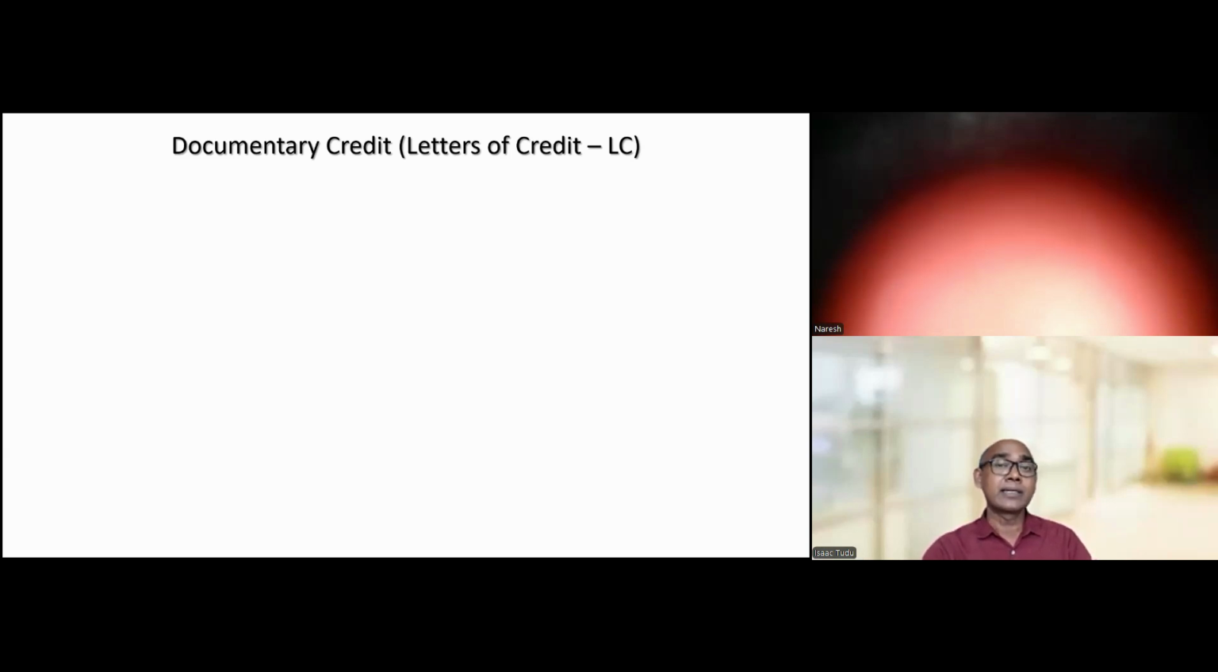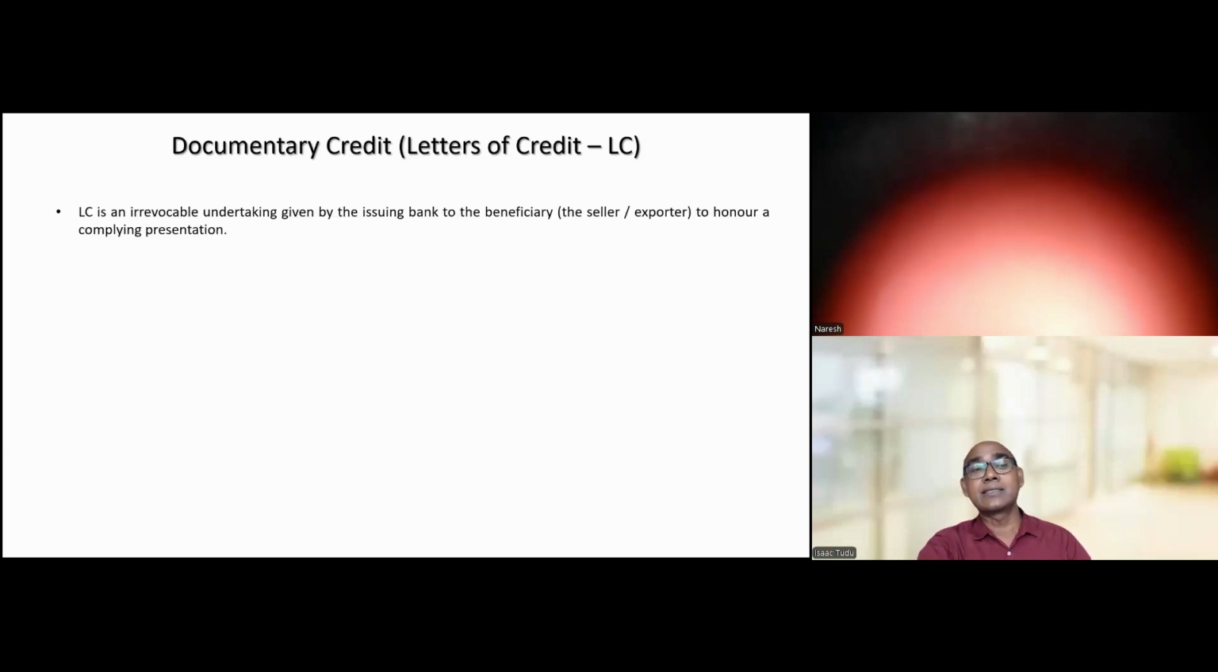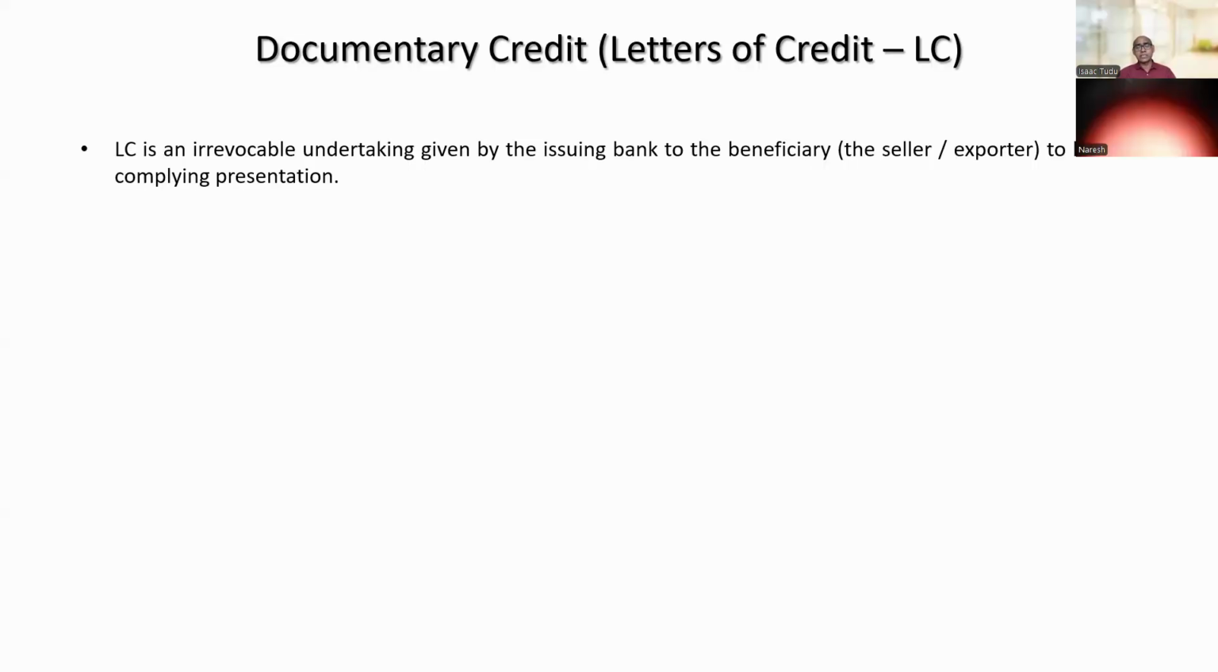What will be the undertaking? The undertaking will be that if the beneficiary presents documents according to the terms and conditions of the LC, then the issuing bank will make the payment, right? So you can say that LC mitigates the risk of buyer's default. Fine. So LC is an irrevocable undertaking given by the issuing bank to the beneficiary, meaning seller or exporter, to honor a compliant presentation. When we say irrevocable undertaking, what is the meaning of irrevocable? It means that once LC is issued, it cannot be cancelled, it cannot be amended without the consent of the beneficiary.